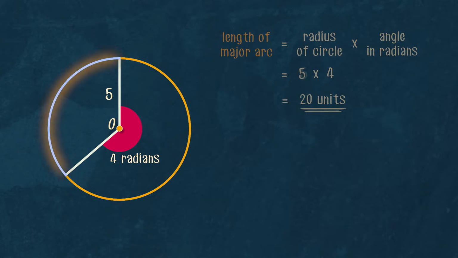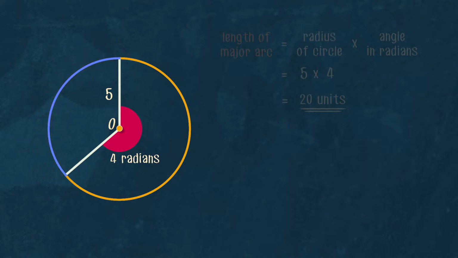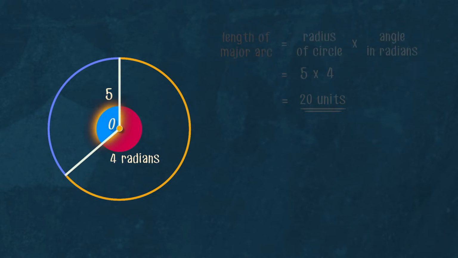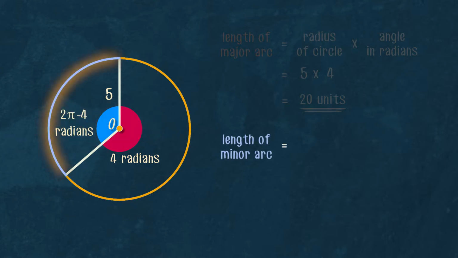What about the length of this arc here, which we call the minor arc? We can find the length of any arc by using the formula we learned about earlier. What is the angle subtended by this arc? We know the angle subtended at the center of a circle is 2 pi radians. So this angle is 2 pi minus 4 radians. The length of this arc is therefore the radius, 5 units, multiplied by the angle, 2 pi minus 4 radians.